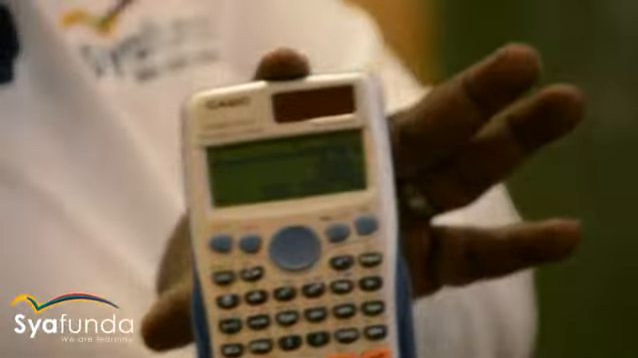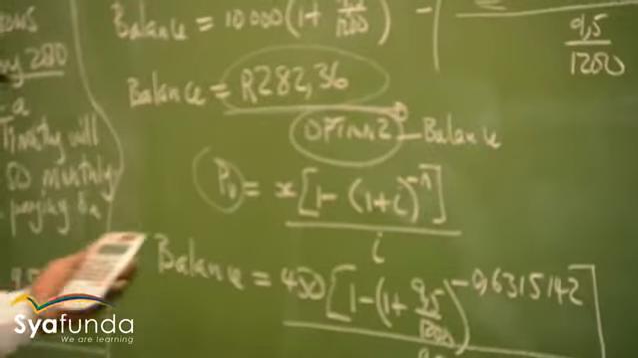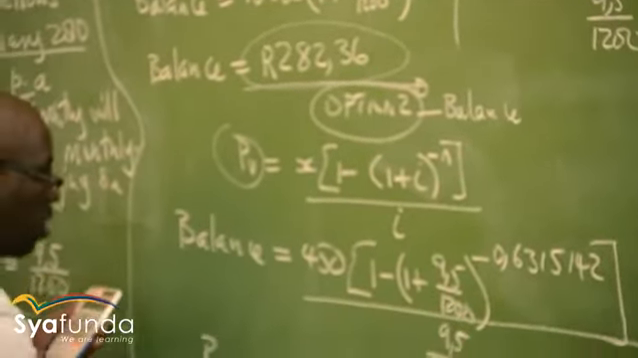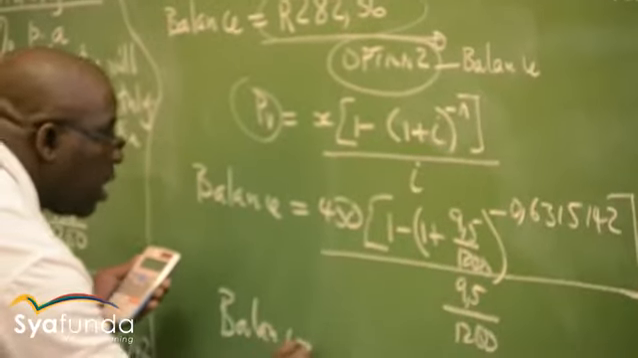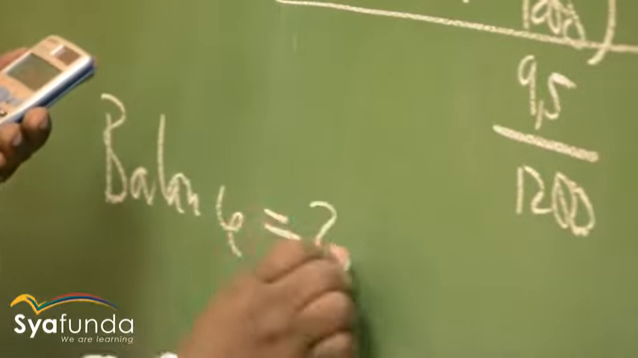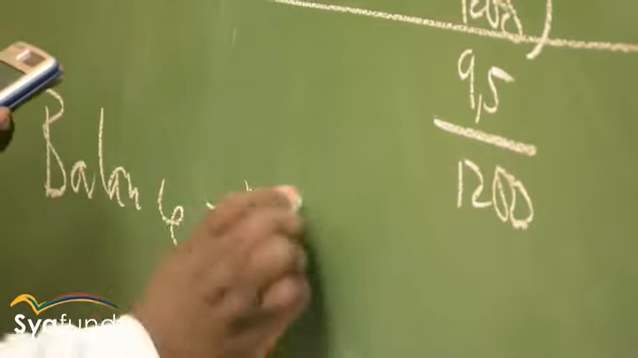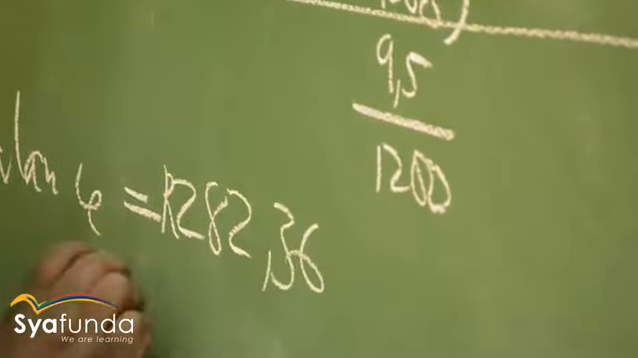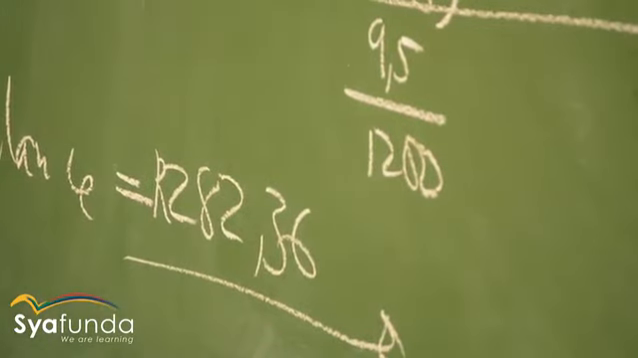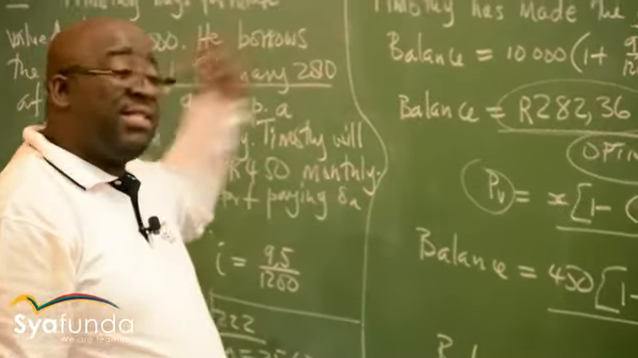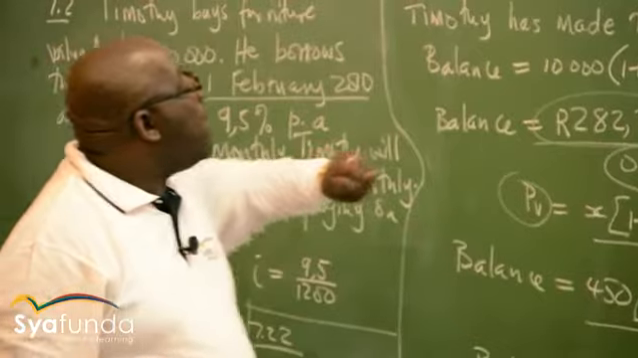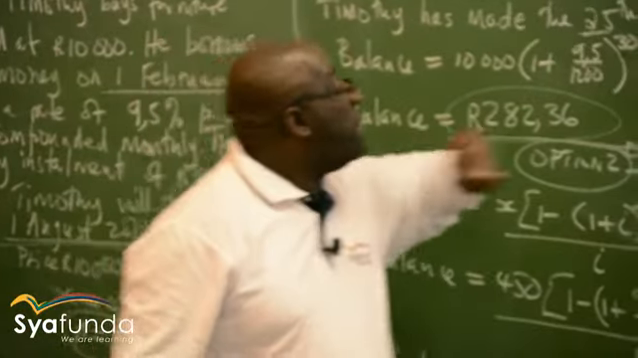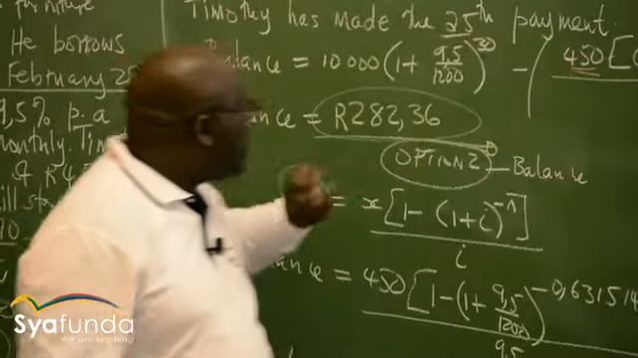What is the answer that I have here? Let us write it down. So the balance in this case is equal to 282 rand 36 cents. So it doesn't matter which option you use, whether you use the idea that the balance is the amount of the loan minus the payments that you have done. That will give you the balance.